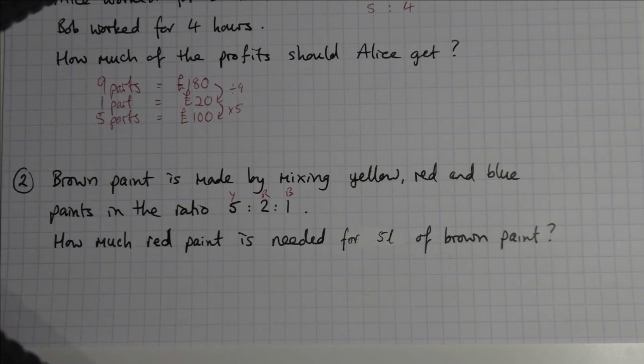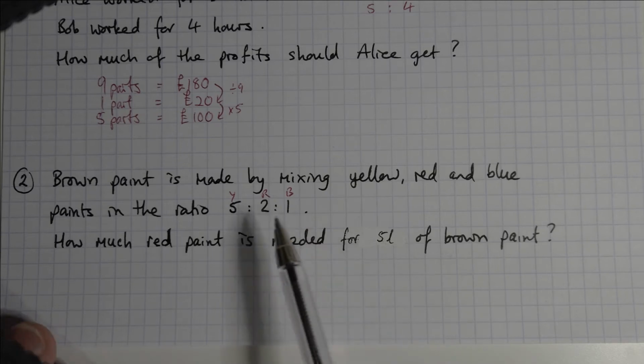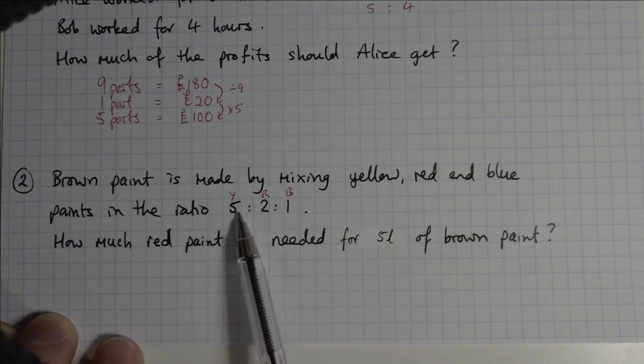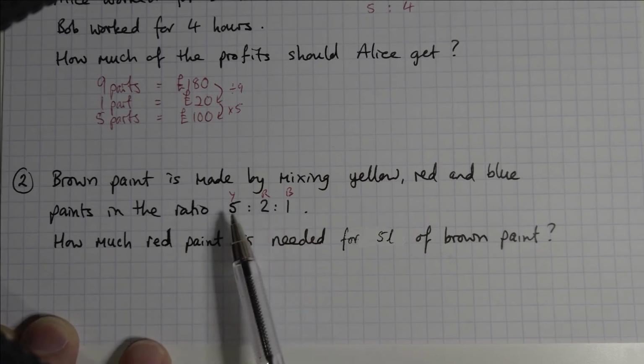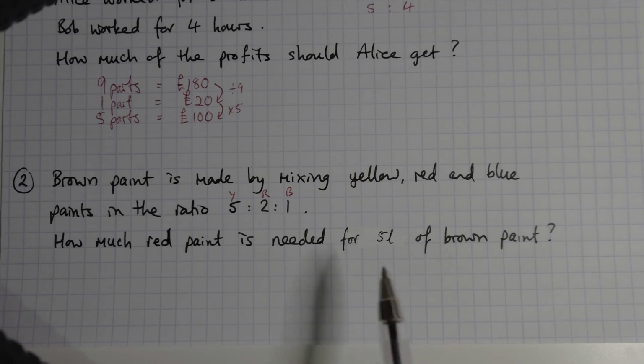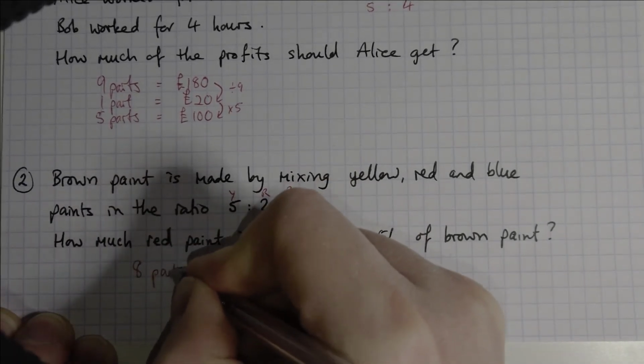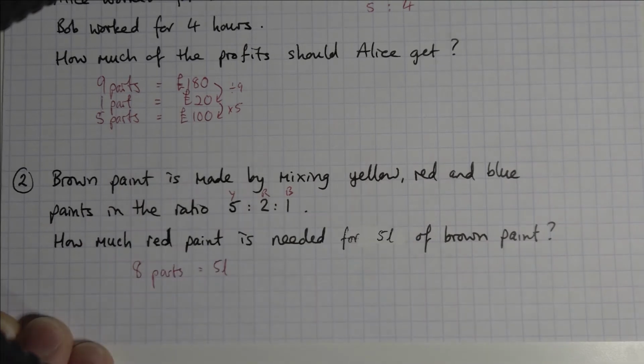And I want to know, if I'm making a 5 litre tin of this brown paint, how much of that 5 litres is red primary paint. So I'm going to start by adding these together. If I do the yellow parts plus the red parts plus the blue parts, 5 plus 2 plus 1 is 8. So the paint is split into 8 parts. This 5 litres is 8 parts. 8 parts is the 5 litres of paint.